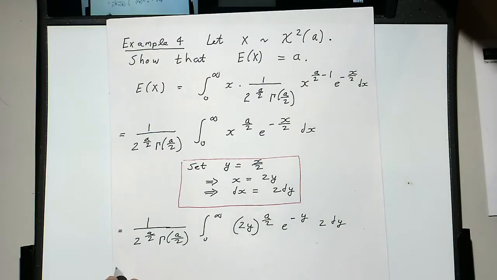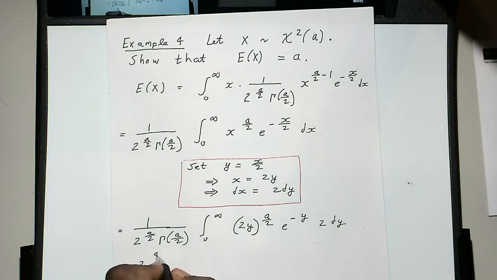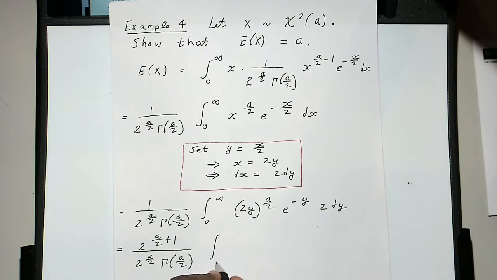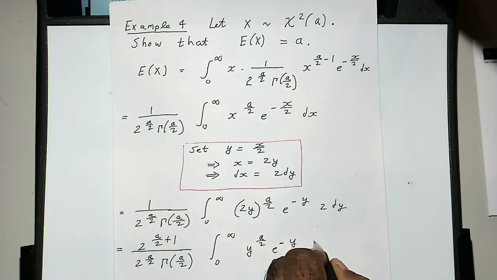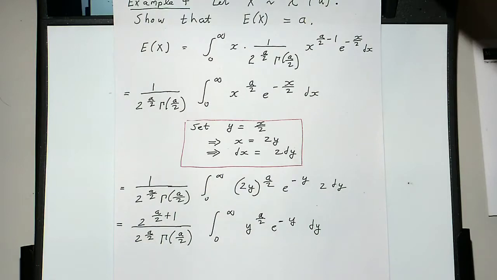Now, you can pull out the 2 here and the 2 here outside, so you get 2 to the power a over 2 plus 1, divided by the gamma function term, and then you have the integral from 0 to infinity of y to the power a over 2 e to the minus y dy. Right, this is why you need to know the gamma function.